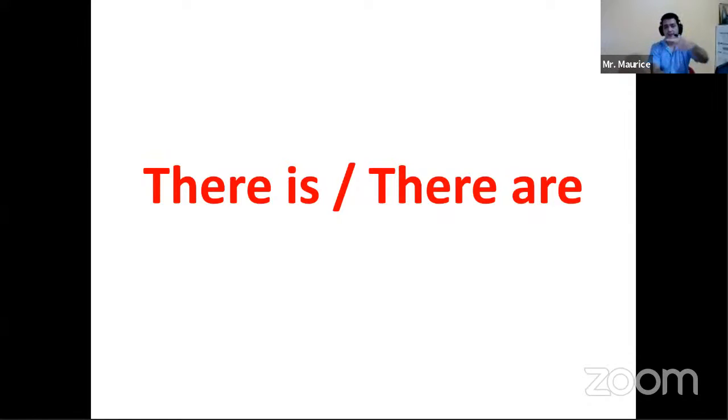So focus on your screen. We have the two options of the verb to be: is, and then we have are. So these two words belong to the verb to be. To be means ser, estar, o tener. That is the verb to be. But you see, we have another word, there. There, here, there. So let's combine these two words: there is and there are.